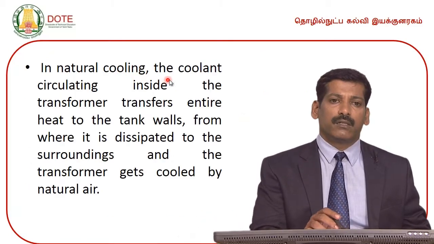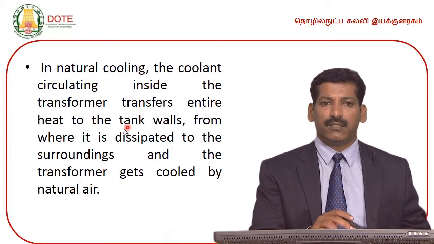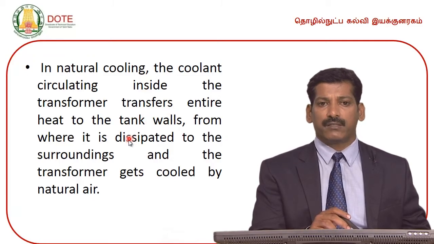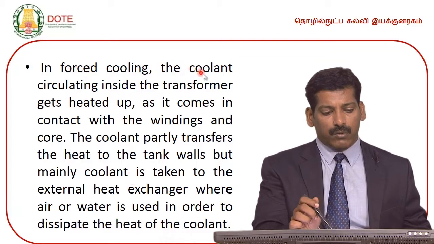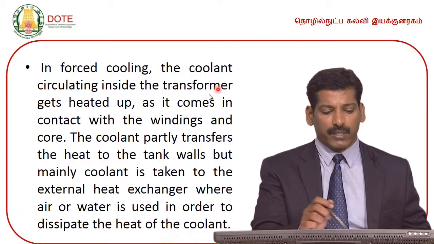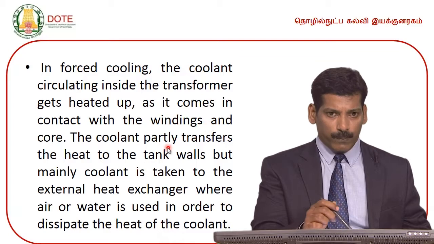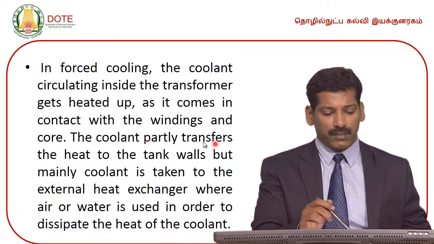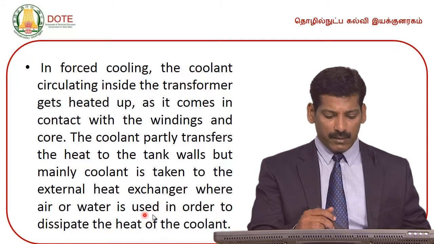In natural cooling, the coolant circulating inside the transformer transfers the entire heat to the tank walls, from where it is dissipated to the surroundings, and the transformer gets cooled by natural air. In forced cooling, the coolant circulating inside the transformer gets heated up as it comes in contact with the windings and core. The coolant partly transfers the heat to the tank walls, but mainly the coolant is taken to the external heat exchanger, where air or water is used in order to dissipate the heat of the coolant.